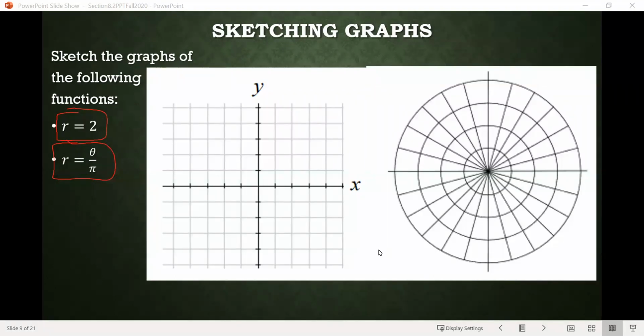And the first thing I want you to notice is inputs and outputs here. It's going to be easiest to see, I think, in the second equation, r equals theta over pi. Now, what is our input variable there? Well, it looks like it's the theta, right? Because that's the one with some numbers on the right-hand side. So the input variable is theta.